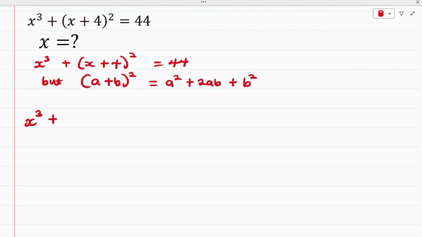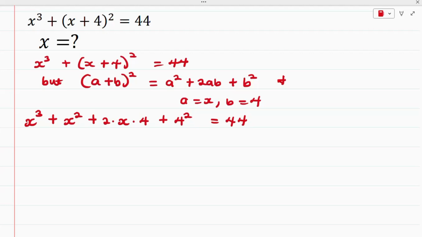Now for (x + 4)^2, we want to apply this property where a is equal to x and b is equal to 4. So we have this to be x^2 plus 2 multiplied by a, which is x, multiplied by b, which is 4, plus b squared, which is 4 squared, and this is equal to 44. So we have x^3 plus x^2 plus 2 times x times 4, which gives us 8x, plus 4 squared, which is 16, and this is equal to 44.